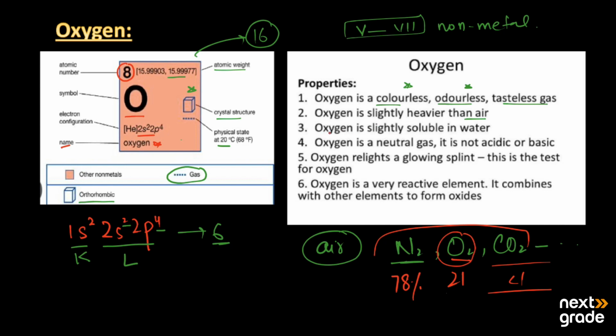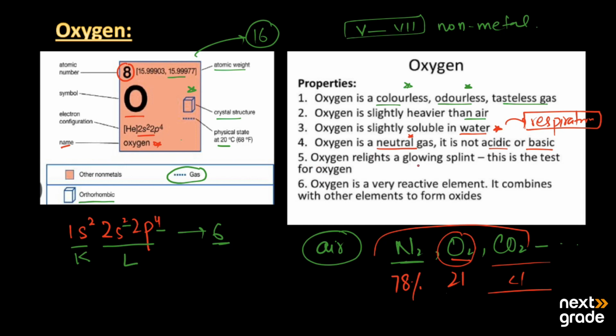On the other hand, oxygen is slightly soluble in water. This is its good property, that it is soluble in water, so it can be used for respiration by all living organisms in the water. Oxygen is also a neutral gas. It is neither acidic nor basic. It means oxygen has no effect on litmus paper. It is neutral.